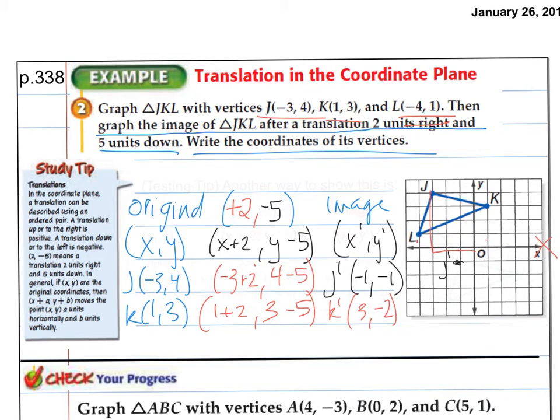So I go 3 to the right, and 2 down is K prime. Then L, original's coordinates are -4, 1, and I'm changing my x coordinate by going to the right 2. My y coordinate, I'm going down 5. So my L prime, -4 plus 2 is -2. 1 minus 5 is -4.